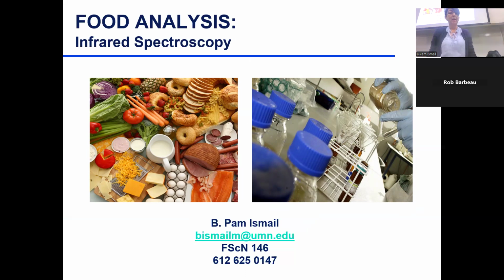All right. So this is the last bit of spectroscopy, infrared spectroscopy. So this is the most fun.